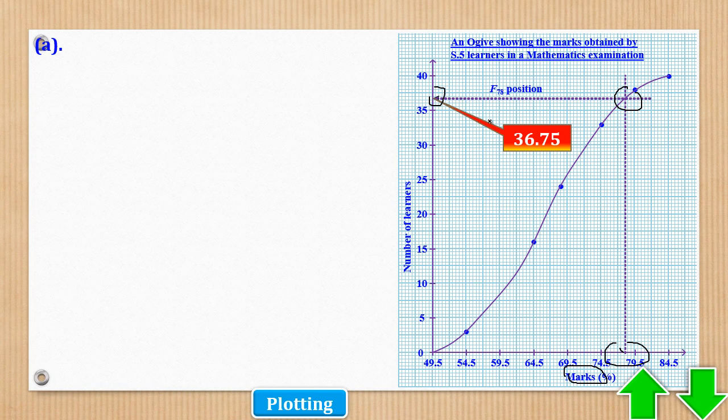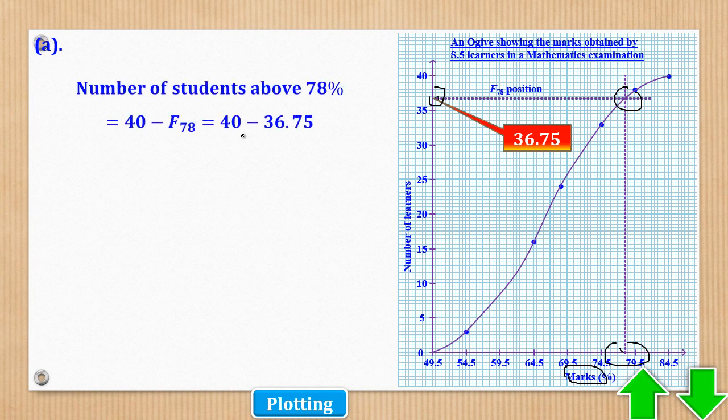36.75. Now that is the number of students who got below 78. So those who have got above 78 are the x's. So 40 minus f78 will give you those who got above 78. So 40 minus this gives you this, which rounds off to 3.